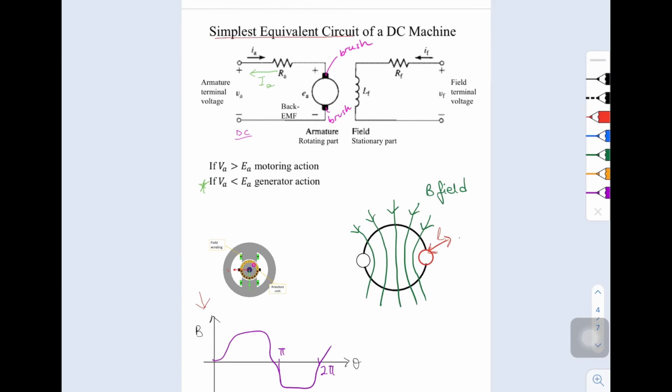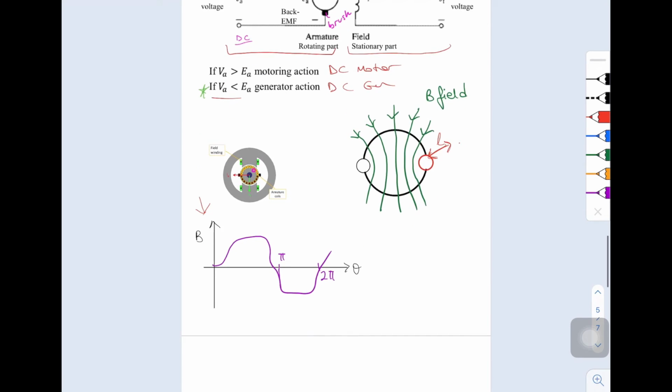In the fourth question, we have the simplest equivalent circuit of a DC machine. We have the armature, the rotating part of the circuit, and the field part of the circuit. If we have a bigger terminal voltage than EA, the back EMF, it will represent a DC motor. If we have a smaller value of terminal voltage, we will have a DC generator, and the armature current will be in this direction.